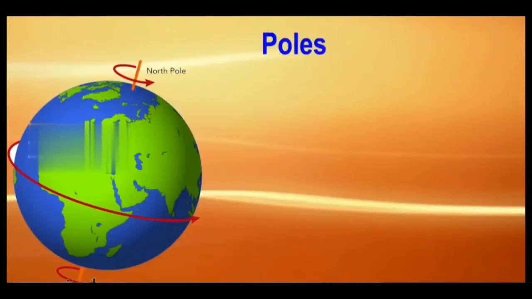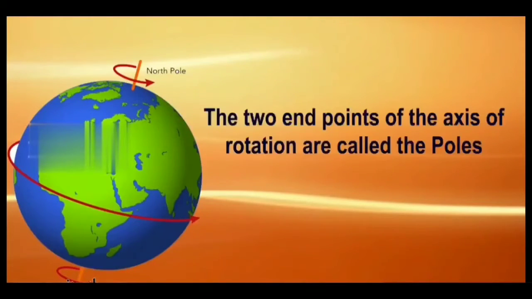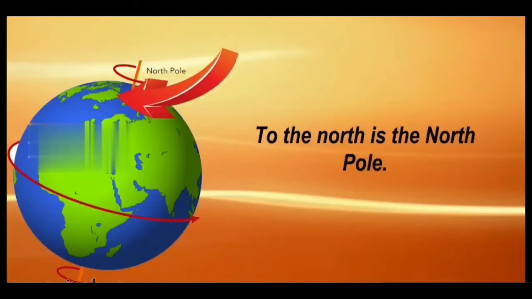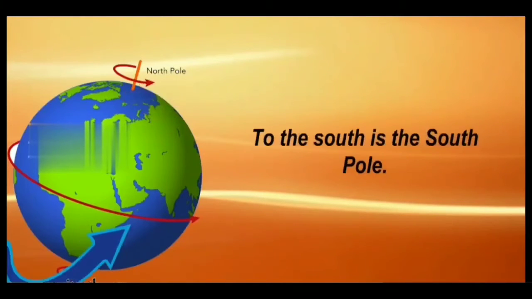Poles. The two endpoints of the axis of rotation are called the poles. To the north is the North Pole. To the south is the South Pole.